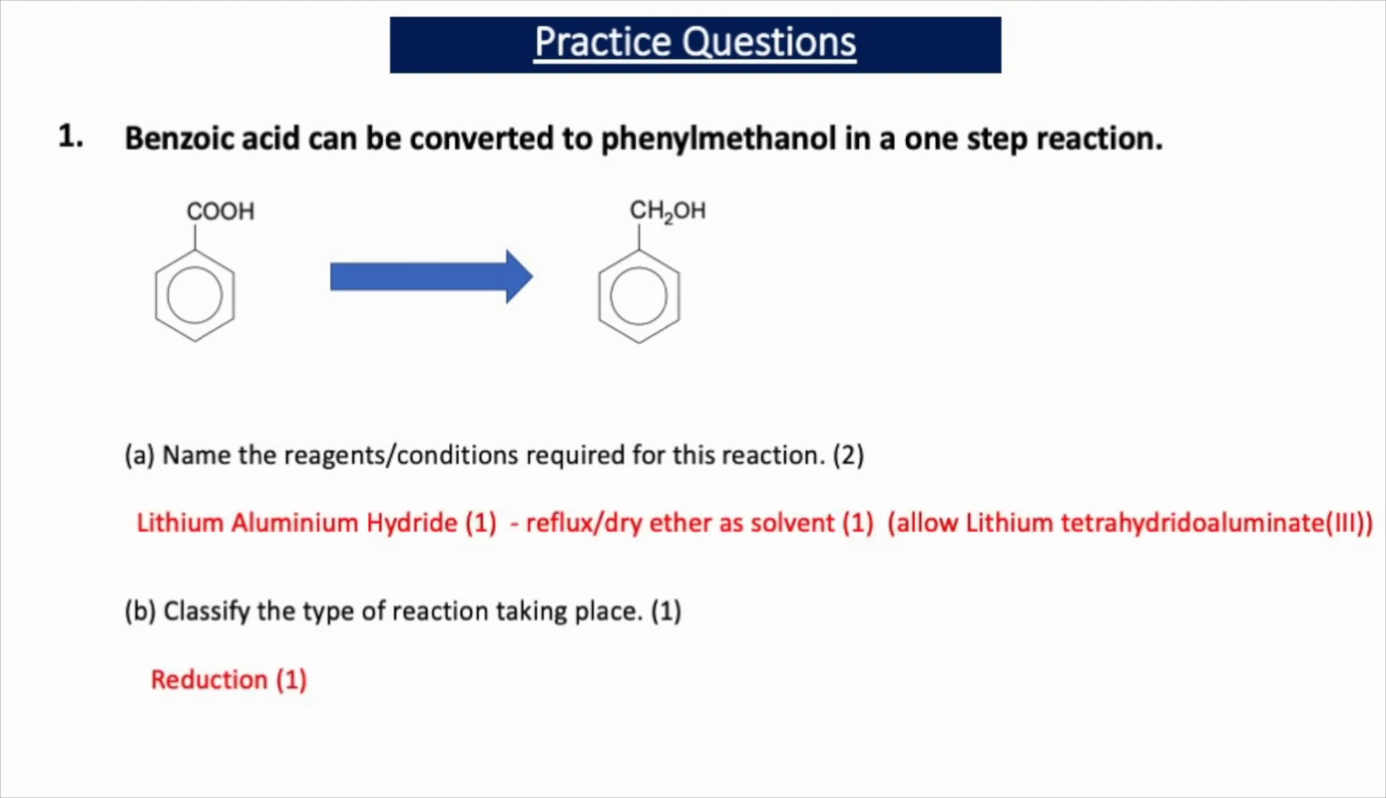So in question 1, we have benzoic acid being converted to phenylmethanol in a one-step reaction, and we're asked to name the reagents and conditions required for the reaction and to classify the type of reaction taking place.